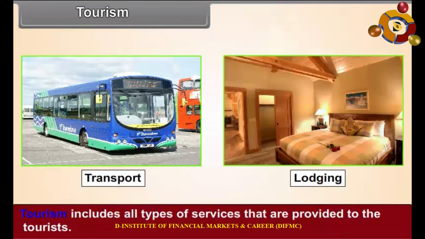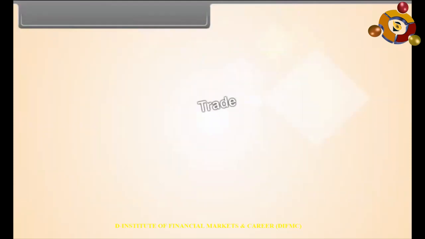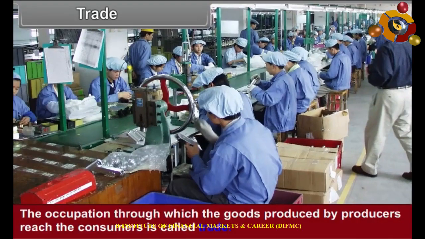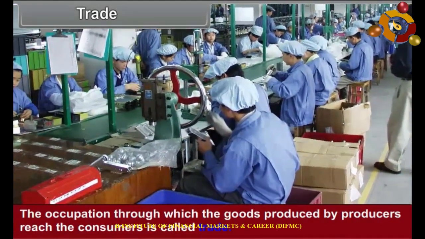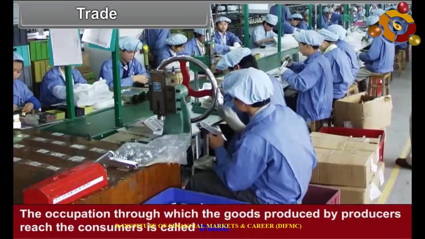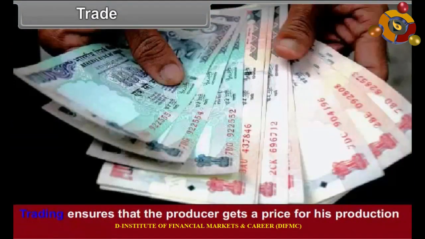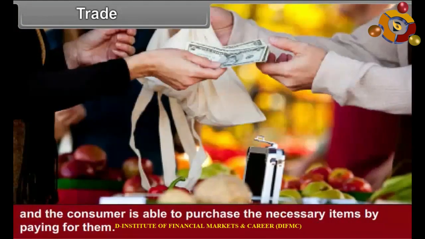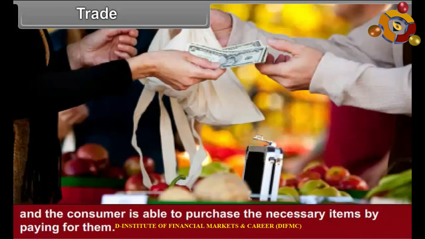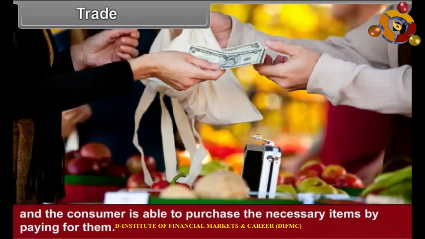Tourism includes all types of services that are provided to the tourists. Trade. The occupation through which the goods produced by producers reach the consumers is called trade. Trading ensures that the producer gets a price for his production and the consumer is able to purchase the necessary items by paying for them.